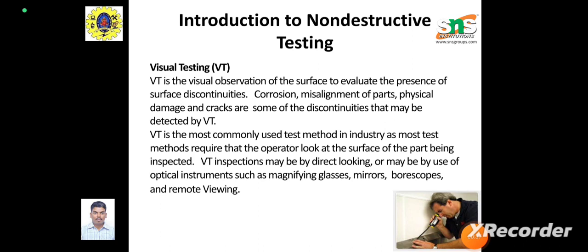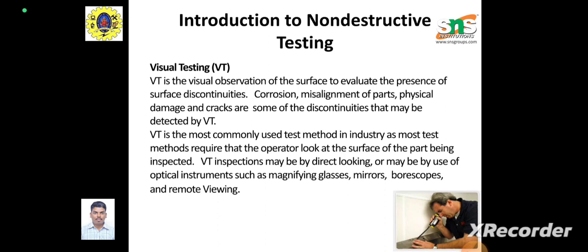Now first, we have to go for visual inspection. That is VT in short, visual inspection or visual testing. It is the observation of the surface to evaluate the presence of discontinuities, corrosion, misalignment of parts, and physical damage or cracks, identified through lenses and other eye apparatuses. So VT is the most commonly used method in industry.